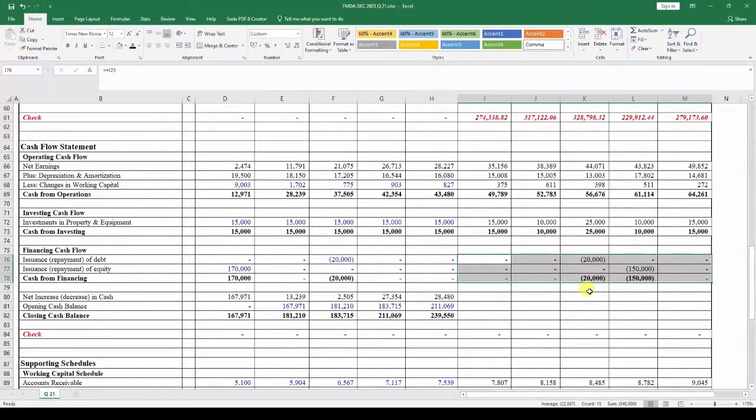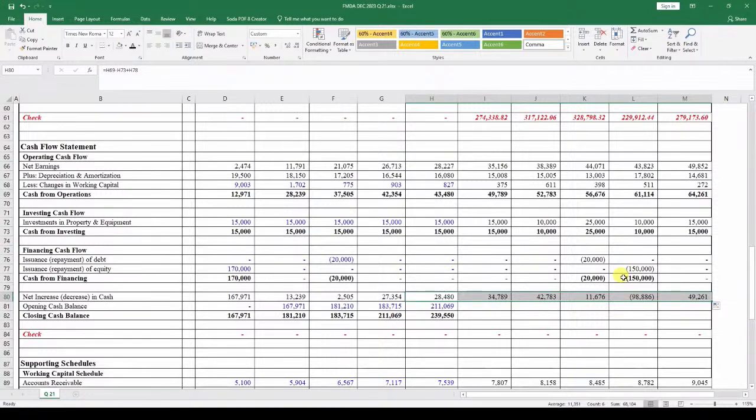The net increase or decrease in cash is a formula, because you can see it right above over here. We add cash from operations, we subtract cash from investing, because that's money going out, and then we add cash from financing, so that we can get the decrease or increase in cash. Drag that towards the right.